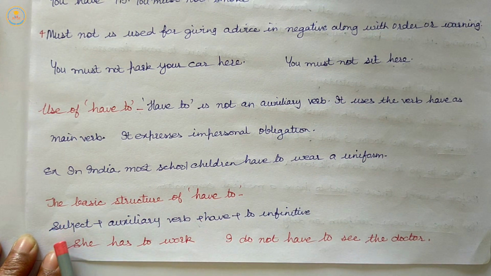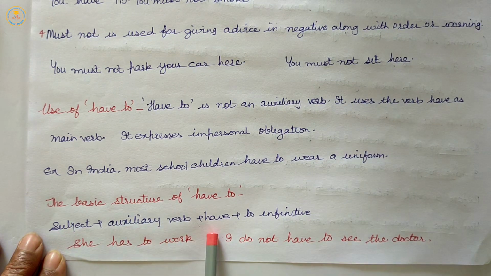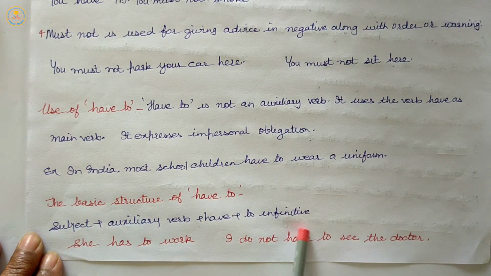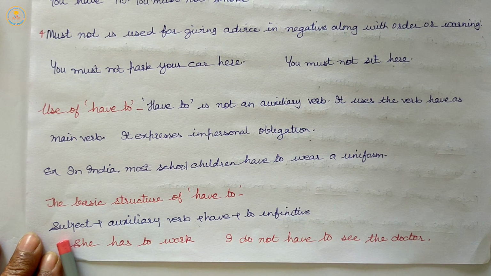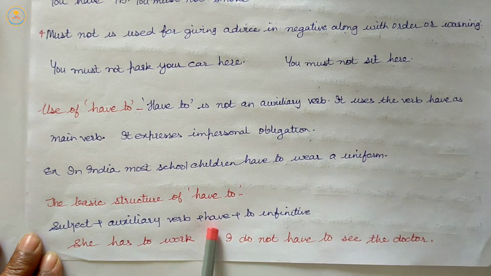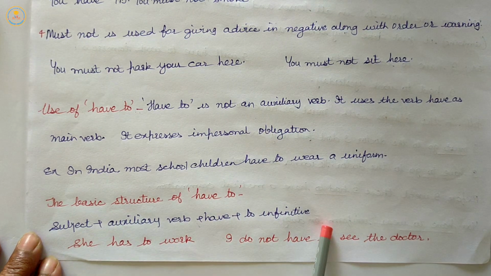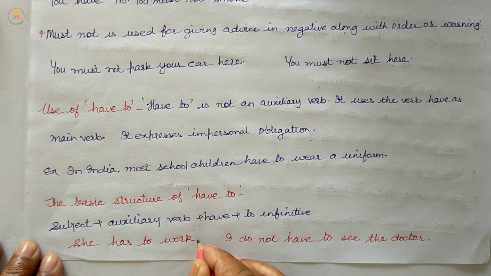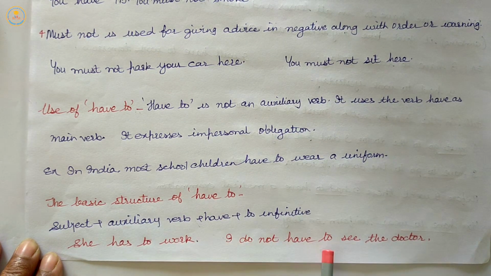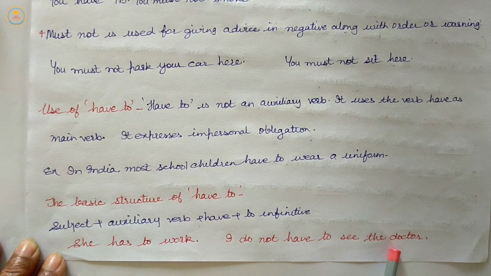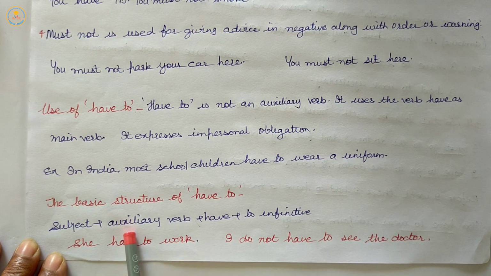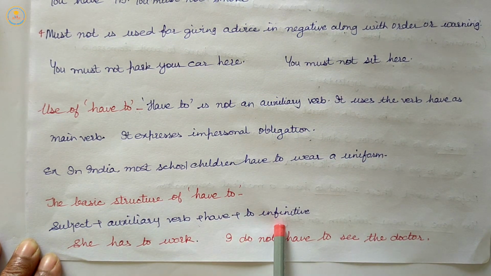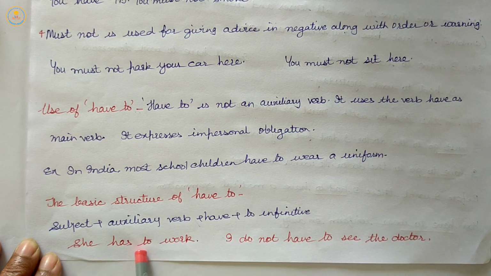So, the structure is subject plus auxiliary verb plus have plus to infinitive. Example: she has to work. Full stop. Next, I do not have to see the doctor.